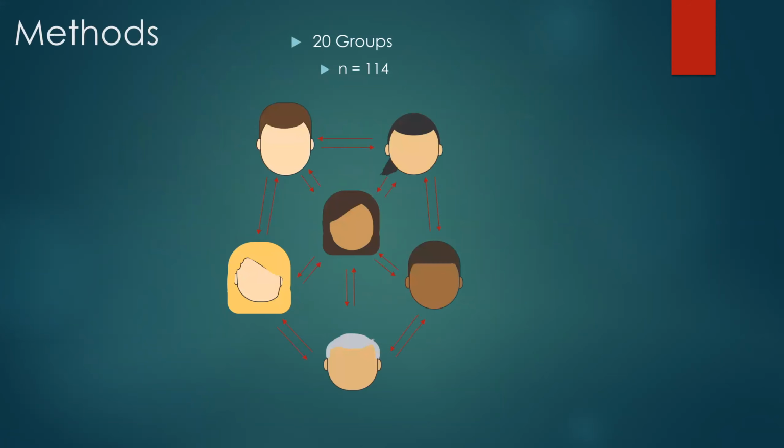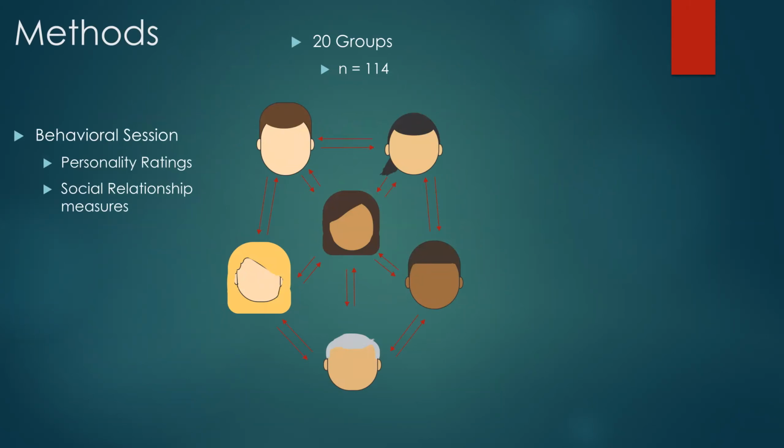And so we collected 20 groups of 5 or 6 individuals. There were 114 subjects in total. And this was a full round robin design, so every single one of these people was a part of the study. They each came in for a behavioral session where they filled out a series of personality ratings about each of their group members. But more importantly for this analysis, they filled out a series of social relationship measures. So how good they were friends with each of these other people, how well they knew them, how much they liked each of these other group members, and how similar they thought they were to them.